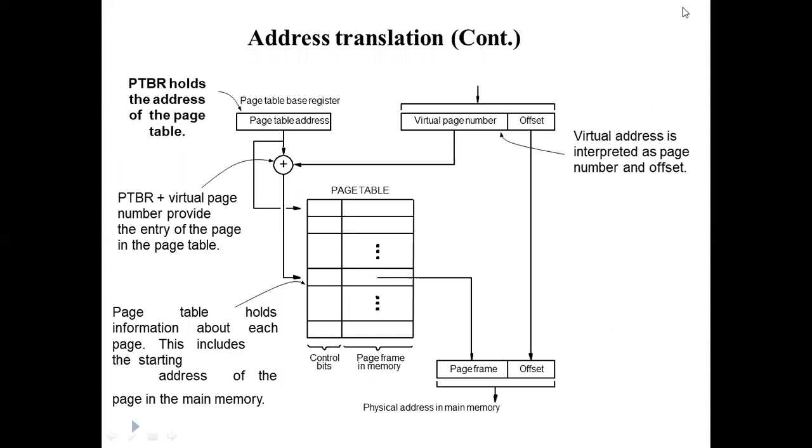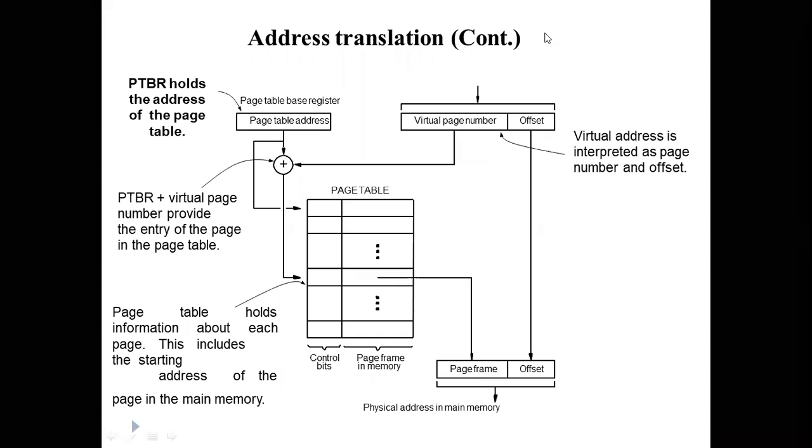This is in the middle. I will show you with the annotate feature, so I am taking the spotlight. So this is the page table. Here is the page table. It consists of some control bits and the page frame in the main memory.